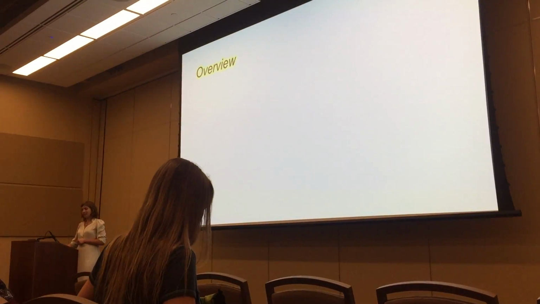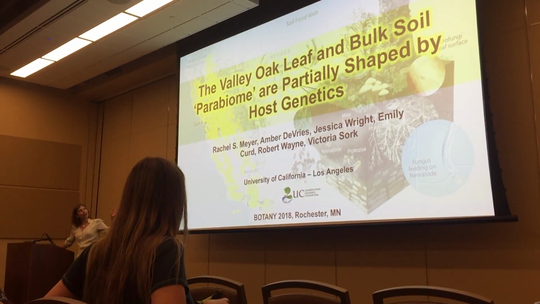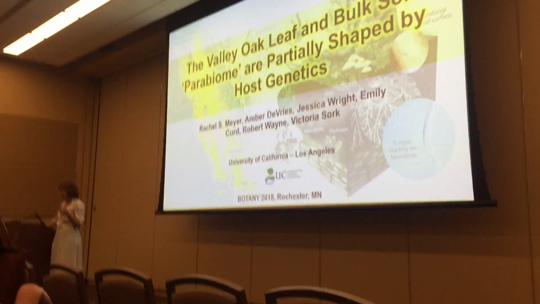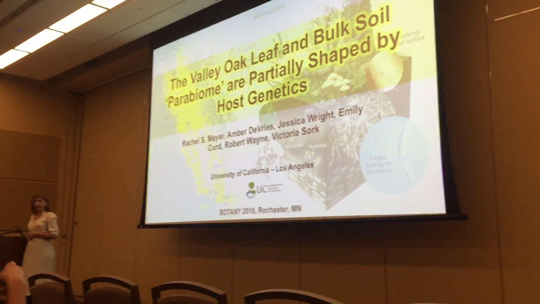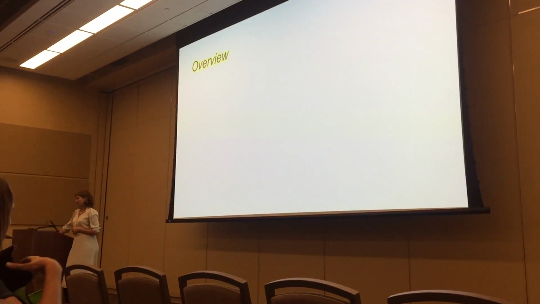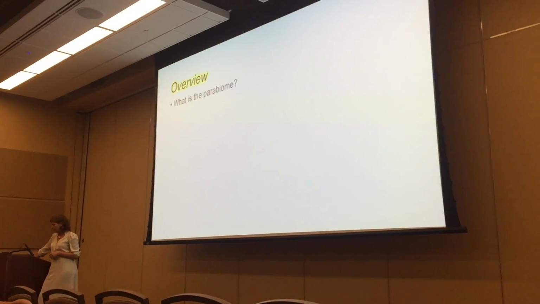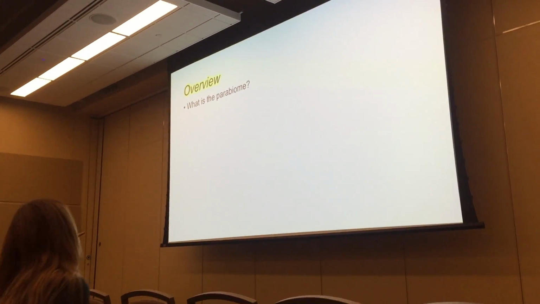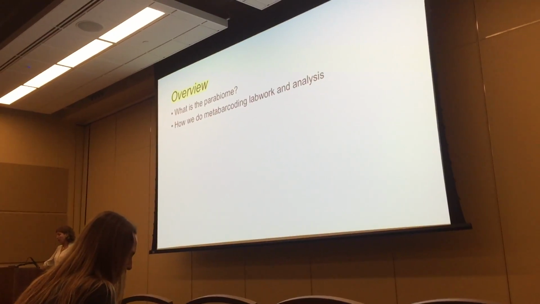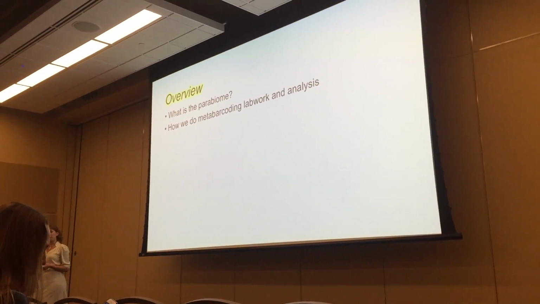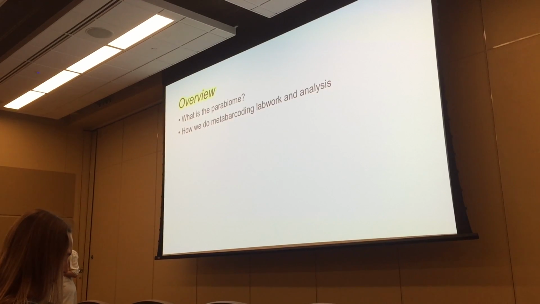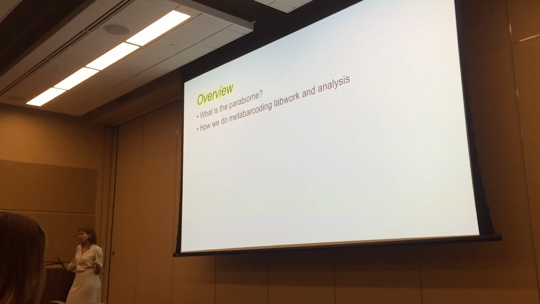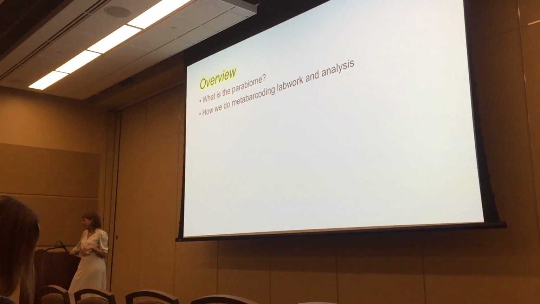Okay, here goes. So I'm going to be talking about valley oaks, the leaf and bulk soil parabiomes, so not just microbiomes, but parabiomes, that are partially shaped by host genetics. The overview of what I'm going to present today is I'm going to first tell you what I'm calling the parabiome. I'm not sure how frequently this term is used. We'll go through how we do metabarcoding, lab work, and analysis. I've been talking to several students here that seem to maybe be interested in some of the methods, so I'm focusing on those a little bit heavier than on the results right now.